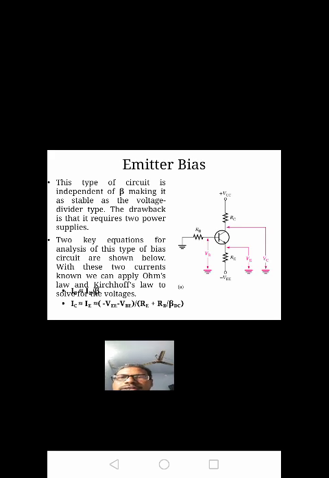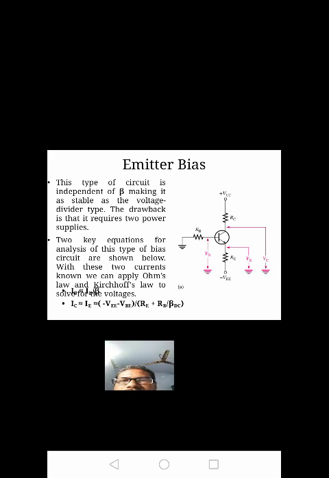Two key equations for analysis of this type of bias circuit are shown below. With these two currents known, we can apply Ohm's law and Kirchhoff's law to solve for the voltages. First one is IB is equal to IE by beta. The relationship between the base current and IE is IE equal to beta times IB. That is a basic formula.